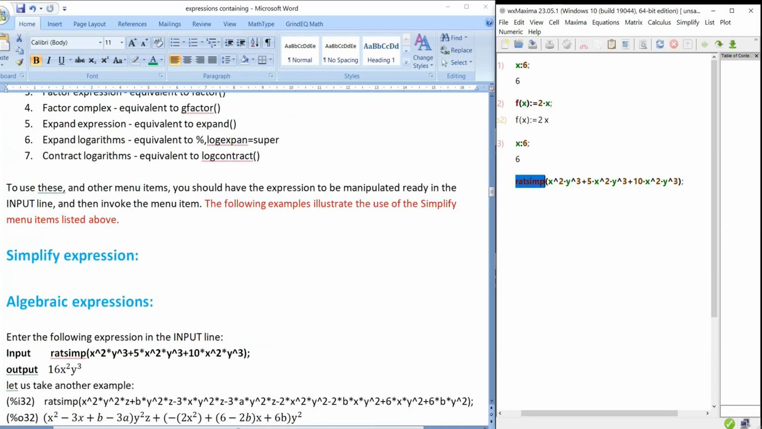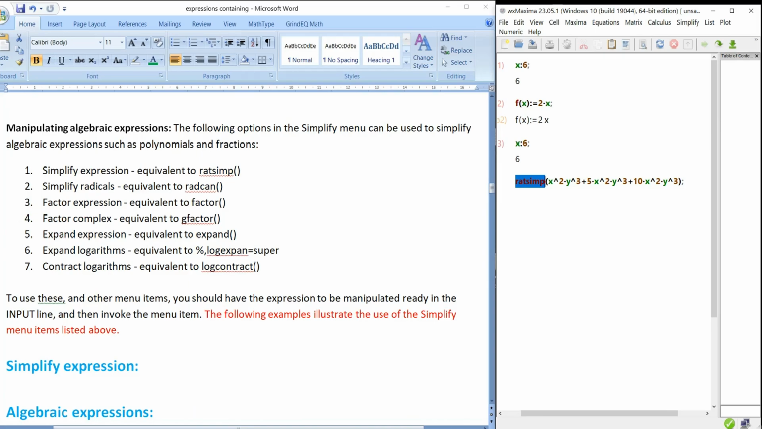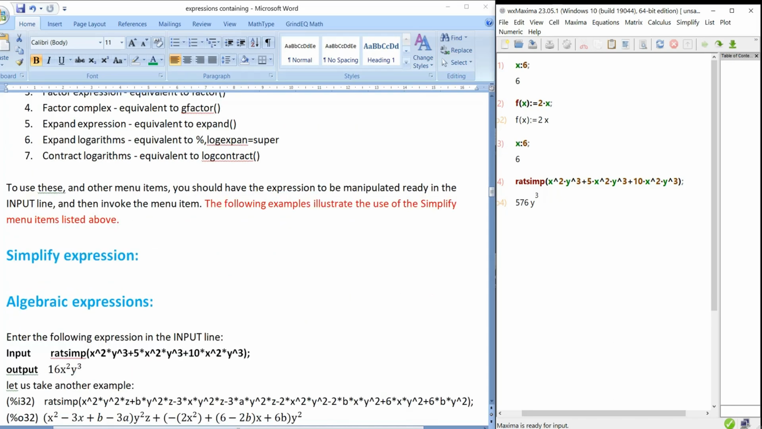This is the function ratsimp. What is the purpose of this function? I have earlier told you. Ratsimp means we are simplifying an expression. Simplify expression means we have to club the terms if they are like terms, and if the terms are unlike, they will remain separately. Okay. I press shift and enter key. So this is the value.